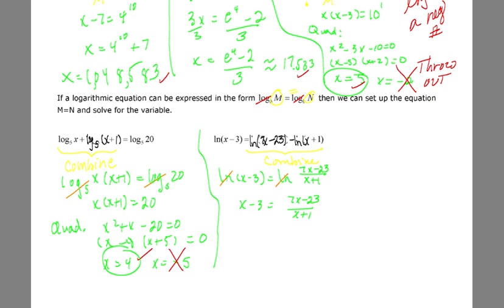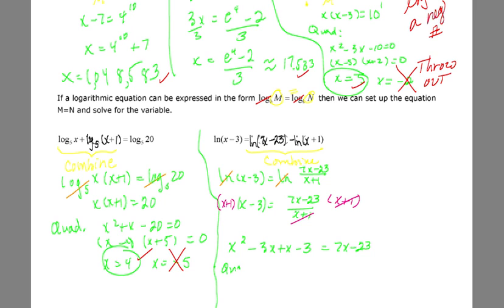Now this is going to test our algebra skills. It's been a while since we've solved an equation like this. If you recall, to get rid of the x plus 1 in the denominator, we're going to need to multiply both sides by x plus 1. That's going to cancel out the x plus 1's, and on the left-hand side, we'll need to multiply that out to get x squared minus 3x plus x minus 3, and that's equal to 7x minus 23. I just use the FOIL method to multiply that out. x times x, x times negative 3, 1 times x, 1 times negative 3.